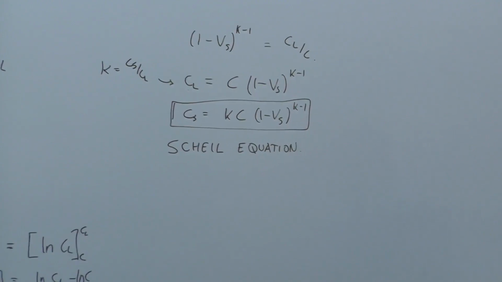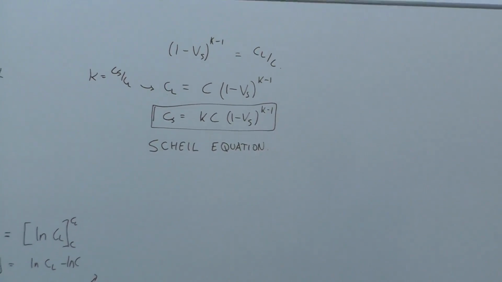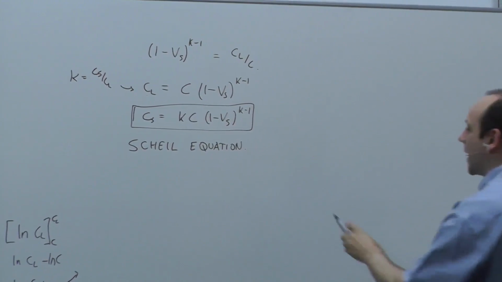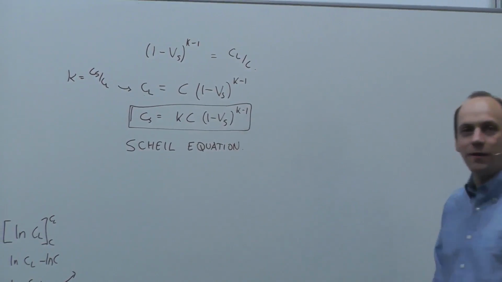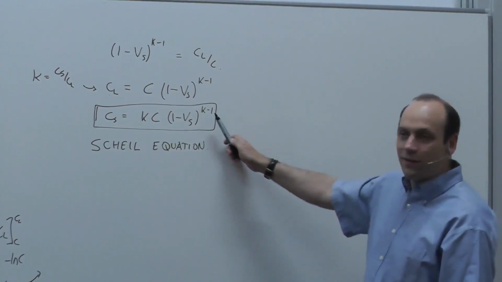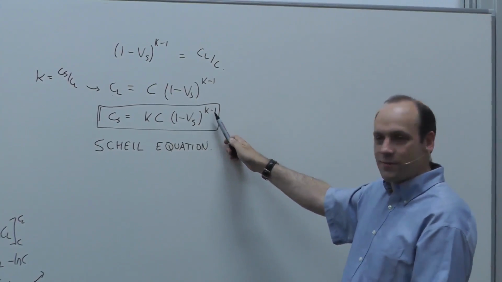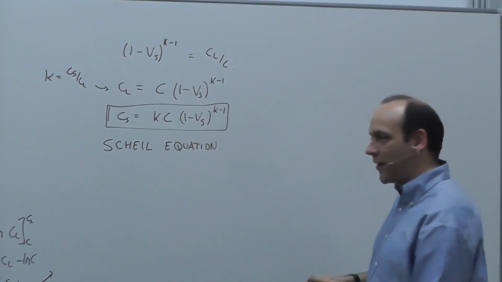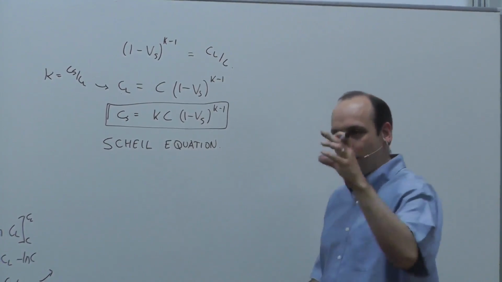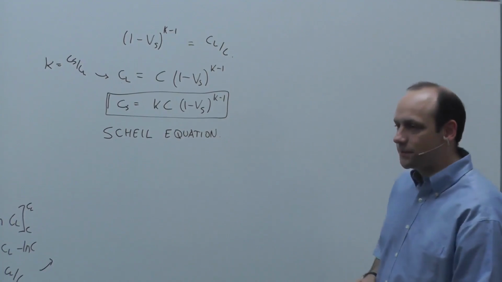So it's worth asking ourselves now, what does this mean? Well, k minus 1, notice that's a number between 0 and minus 1. So that's a negative power that is between 0 and minus 1 in total, that term. So that's something that's a 1 over sort of a situation.